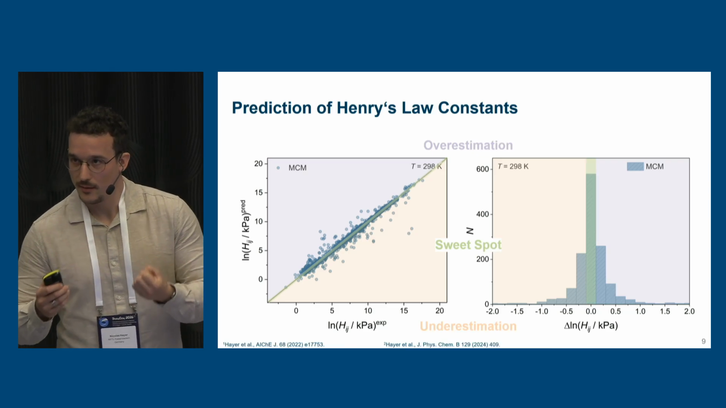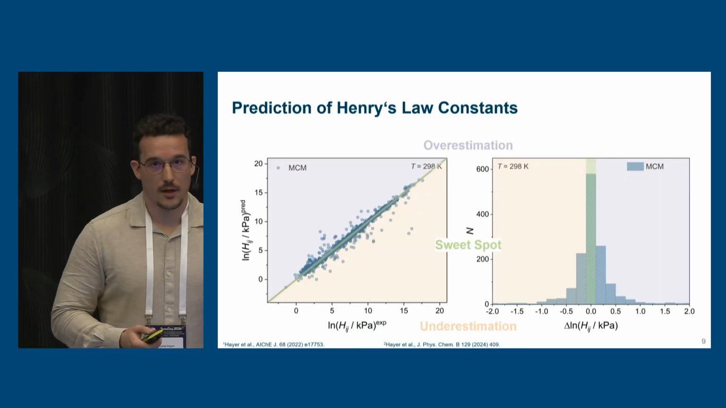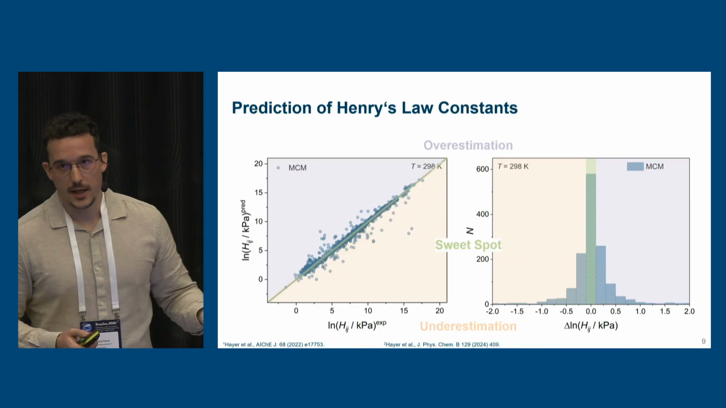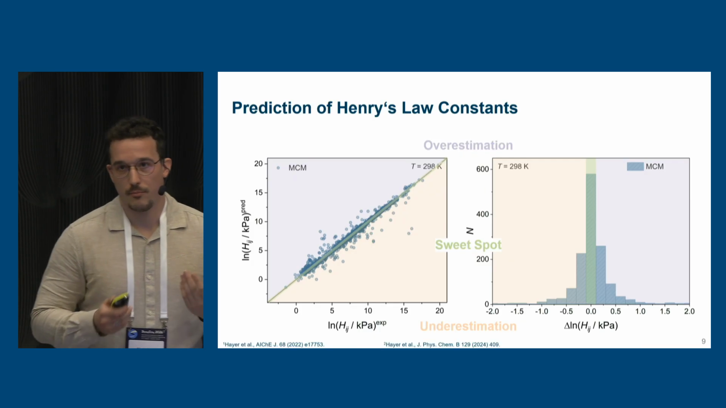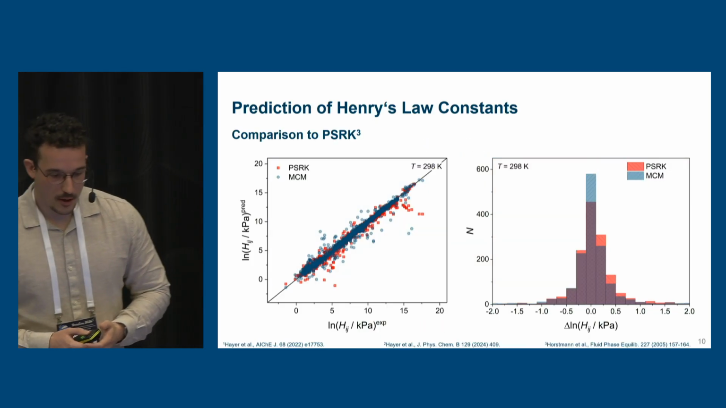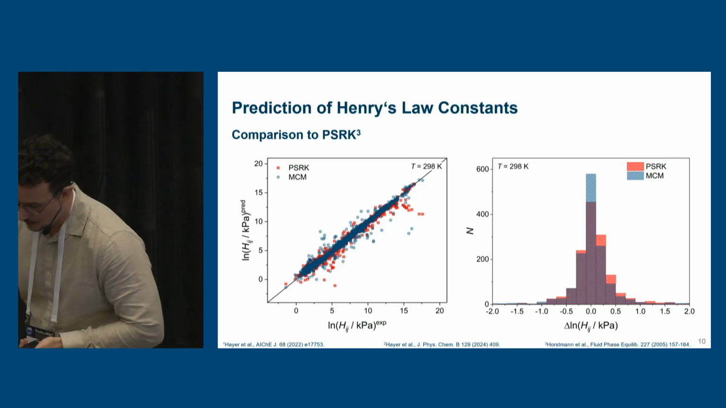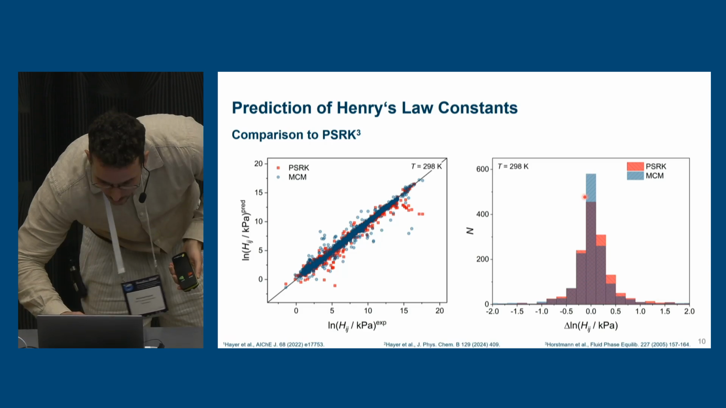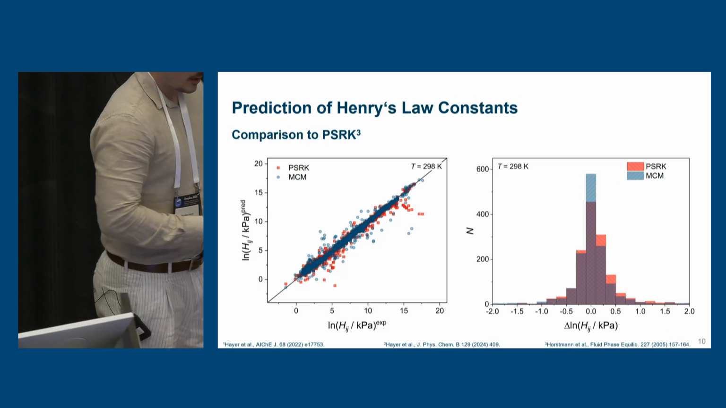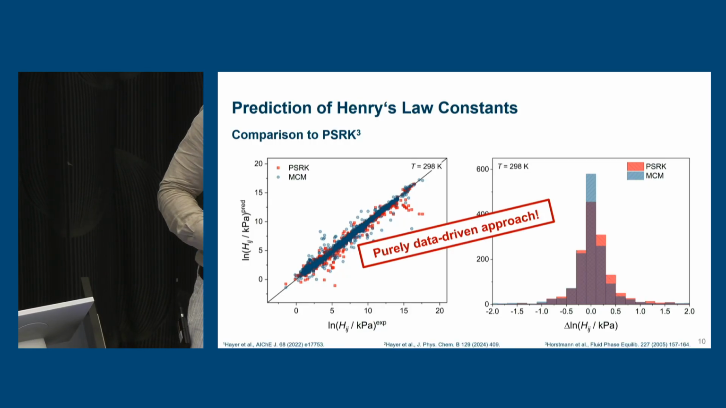Now, to really assess the performance of our method, we need to compare it to a benchmark. In our case, we're using a physical benchmark, the so-called PSRK model. I'm not going into detail here, but it's the most accurate model for predicting Henry's law constants. And this is shown here in red. So we cannot directly see in the parity plot which model performs best, but we can see here in the histogram that we predict way more data points very accurately compared to our physical benchmark. And this is already pretty astonishing, because we're only using a purely data-driven approach.